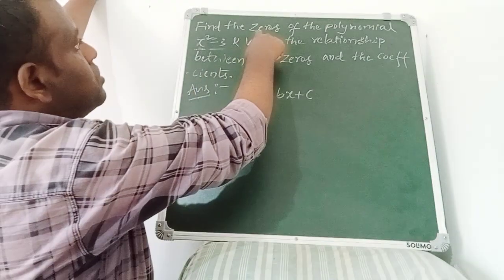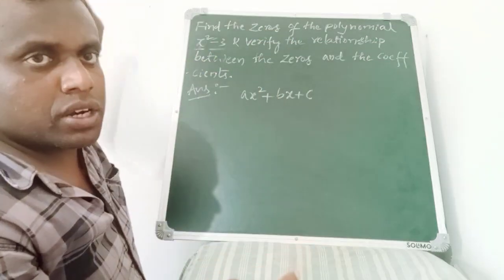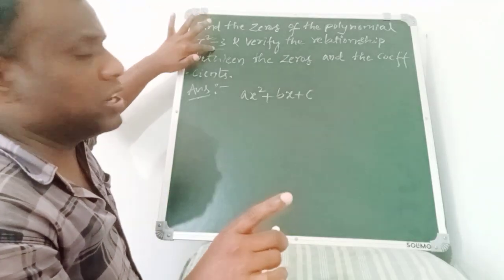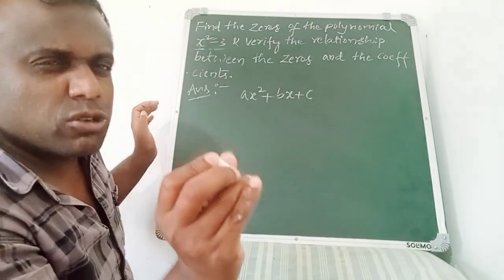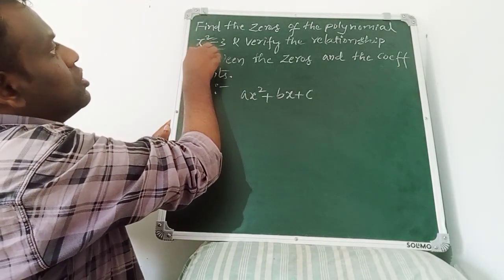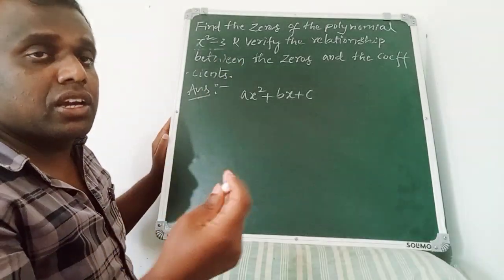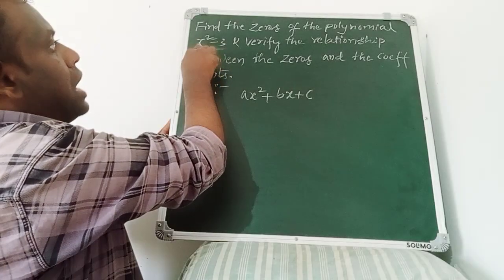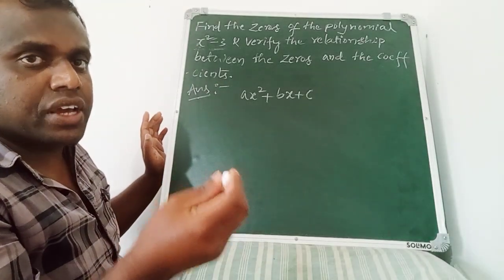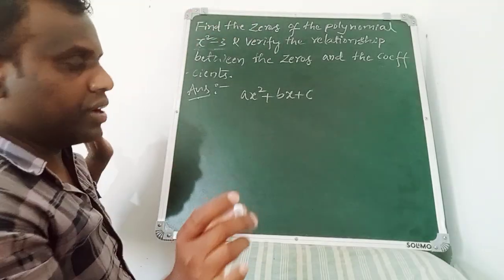The question says first we have to find the zeros. Zeros means what? Values of x that make this polynomial equal to 0. That means when you substitute some value for x here and simplify, this entire thing will become 0. So that is the meaning of zeros of the polynomial: values of x that make the polynomial 0. Those values of x are called zeros. First point is that zeros, the x values, we have to find.